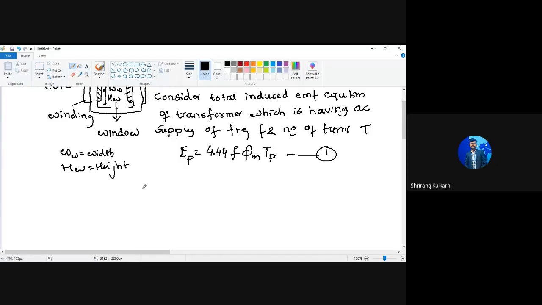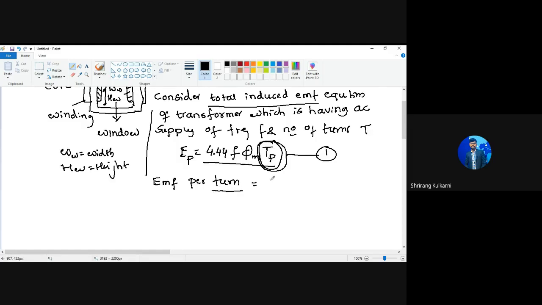Now, the induced EMF is the total induced EMF we have calculated. What I require is the EMF per turn. What is the meaning of EMF per turn? The total induced EMF is the induced EMF with respect to all the primary turns. Now what I need is the EMF for one turn.